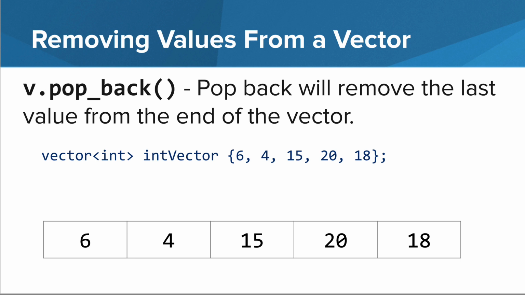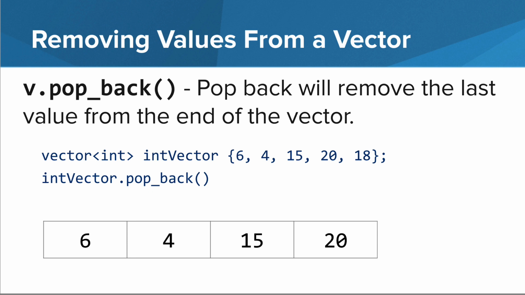In contrast to adding an element, you can also remove the last element from the vector using the popback command. Since you're only removing an item, the popback command does not take any value as an input. Notice that the last element is removed from the vector and the vector shrinks in size.